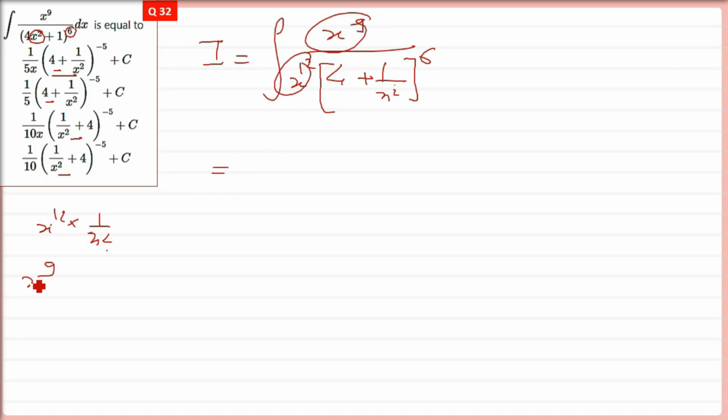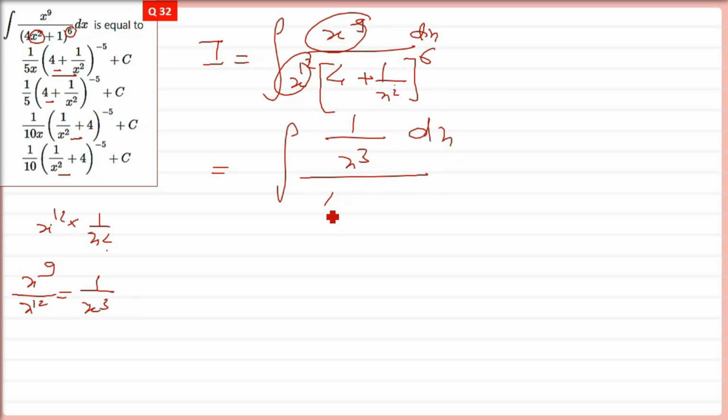So x raised 9 by x raised 12 will give you 1 by x cube. This 1 by x cube will go up. It will be x raised minus 3. So 1 by x cube, this is dx. 1 by x cube dx is the numerator. 4 plus 1 by x square is the denominator. And it is raised to the power of 6. Now just take t as 4 plus 1 by x square.